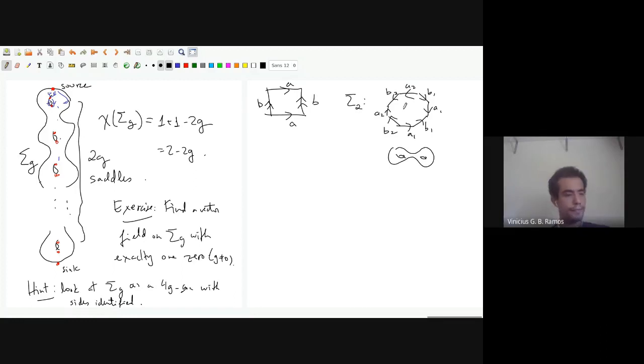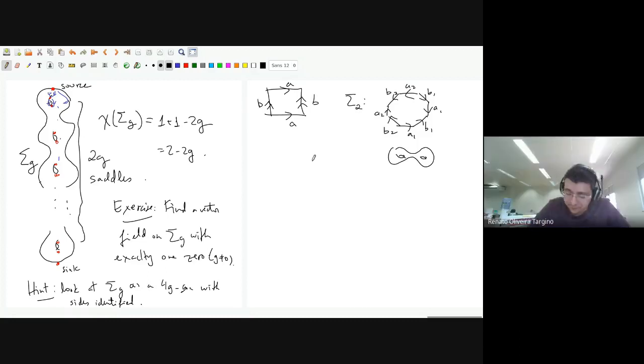Okay, all right, so let's go towards the proof of the theorem. Are there any questions, comments? Think about the example of the sphere.